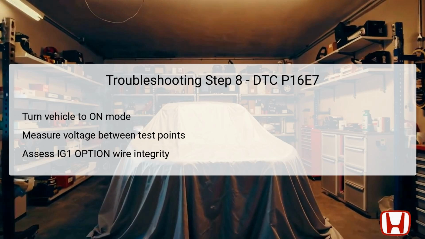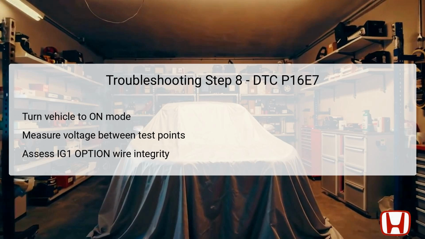In Step 8, you will measure the voltage across specified test points to further evaluate the integrity of the IG1 option wire. Begin by switching the vehicle back to the on mode to power the electrical systems. With the ignition on, measure the voltage between test point number 3 of the battery fan motor 3P connector and body ground. This measurement is critical, as finding battery voltage indicates the IG1 option wire is functioning properly and not interrupted. If battery voltage is indeed present, you will proceed to the final troubleshooting steps.